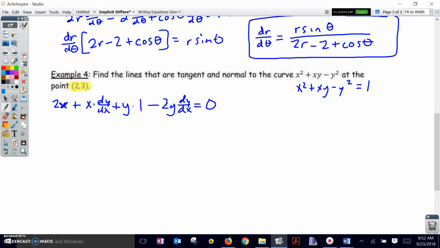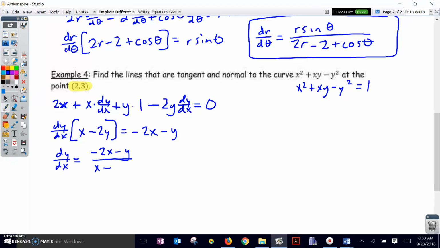And now we're going to go ahead and solve this. I'll get all my dy dx terms on one side and factor the dy dx, and take everything to the other side by subtracting it away, and divide both sides by the remaining factor. And I get this as my equation for the derivative, dy dx. And now, for the tangent line, I'm just going to substitute the point 2, 3 in here to get the slope of the tangent.